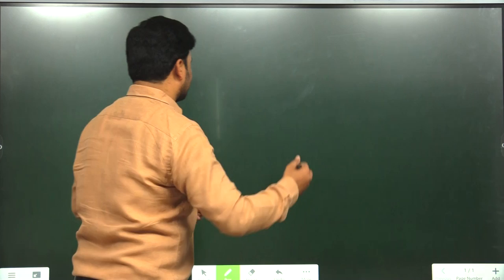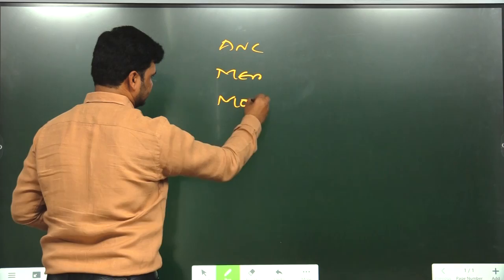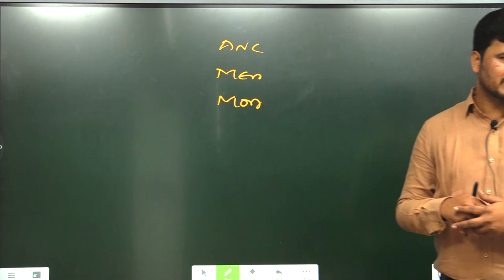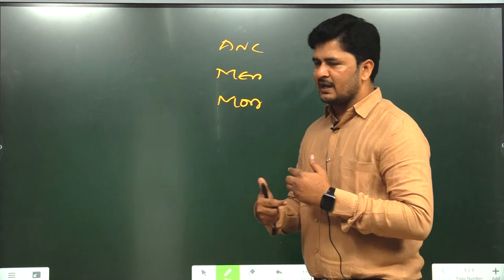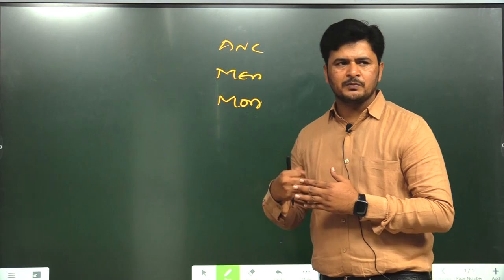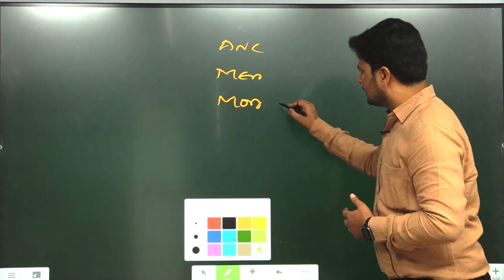In history, we have three components: ancient, medieval and modern. So we call it ancient Indian history, medieval Indian history, and modern Indian history. Generally, aspirants were told by our seniors and colleagues that out of the three components, modern Indian history is extremely important.